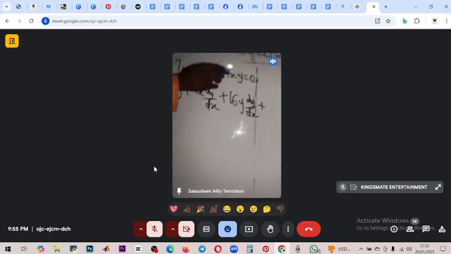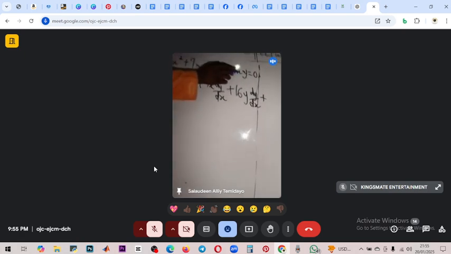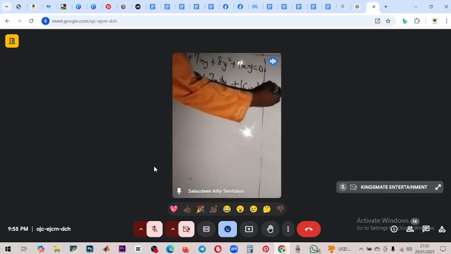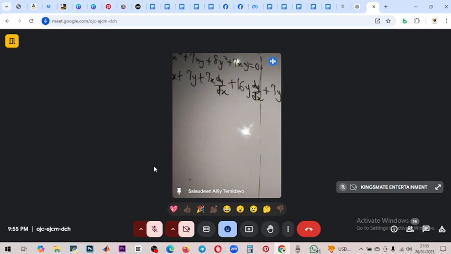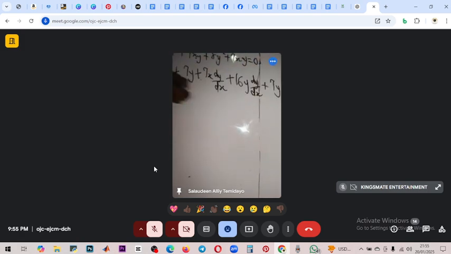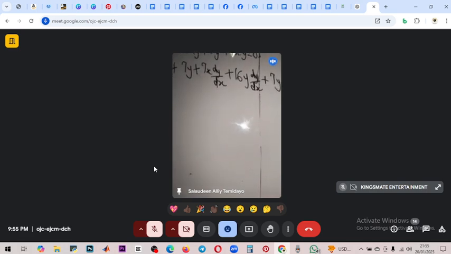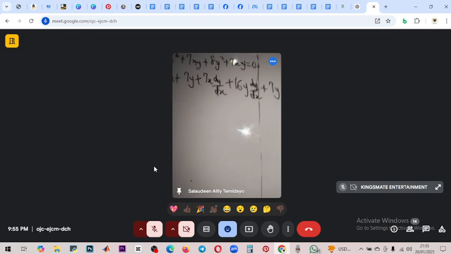Plus 7xy, let me differentiate with respect to x first. That will be 7y, I'm treating y as a constant. Plus, so implicit differentiation is a form of total derivative.